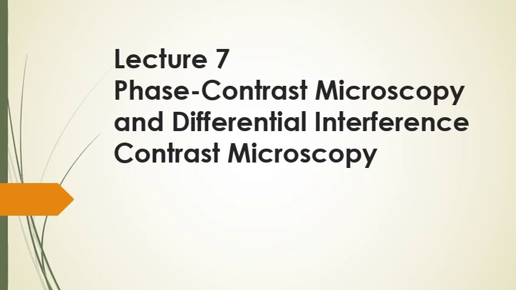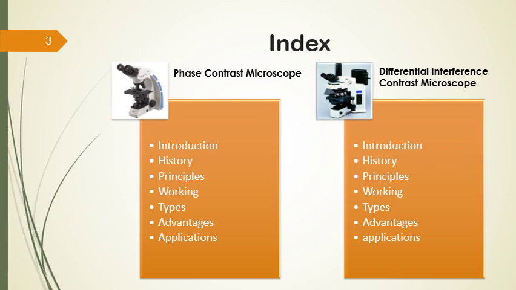Here we have the index of these two types of microscopy. The first one is phase contrast microscopy, which is a type of light compound microscope. The second one is differential interference contrast microscopy. In both, we discuss their introduction, then their history, then the basic or working principle, then their different types, then the advantages, and in the end we will discuss the applications of these two microscopes.